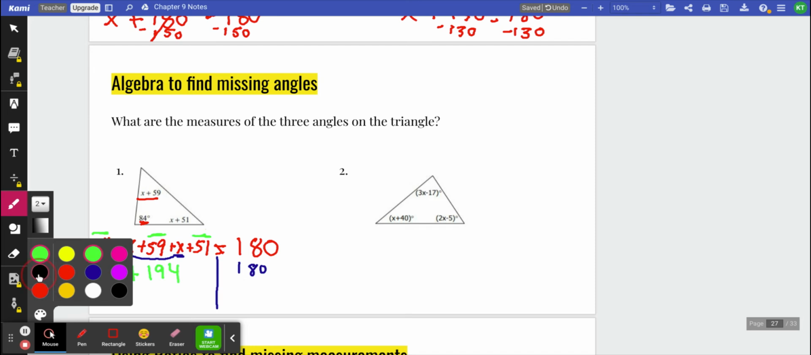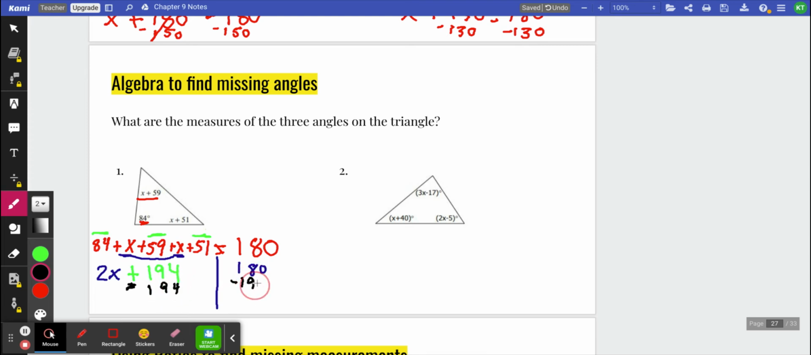All right, so now we have to solve this. So we start with inverse operations. I'm going to minus 194 from both sides. So I'd have 2x equals negative 14. So I divide by 2, and I get x equals negative 7. And you might be thinking, negative 7, how can an angle be negative 7 on a triangle? And it's not the angle that's negative 7, it's the value of x that's negative 7.